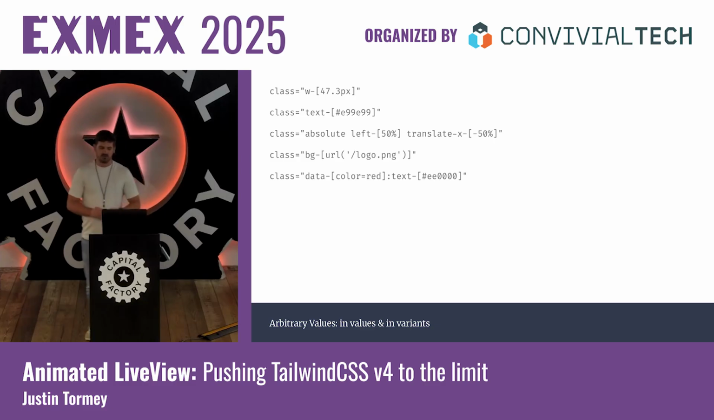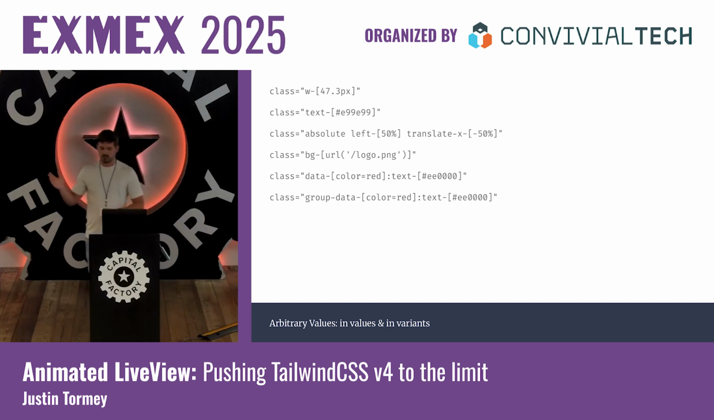You can also use this inside of variants. So here, this text will have this custom color value applied if the data attribute for color on that element is set to the value red. So again, having the data on the element dictate or interact with the styling.